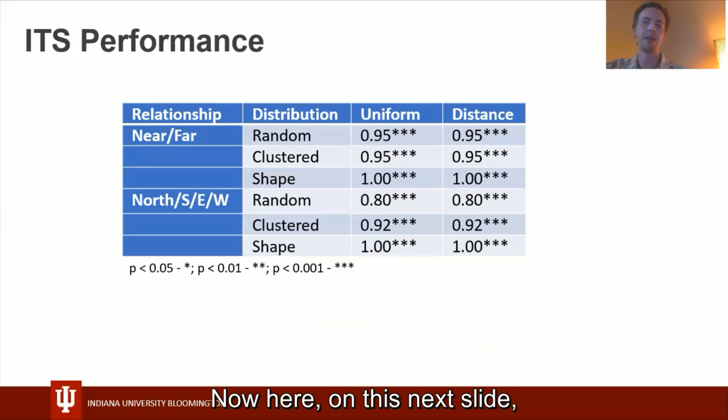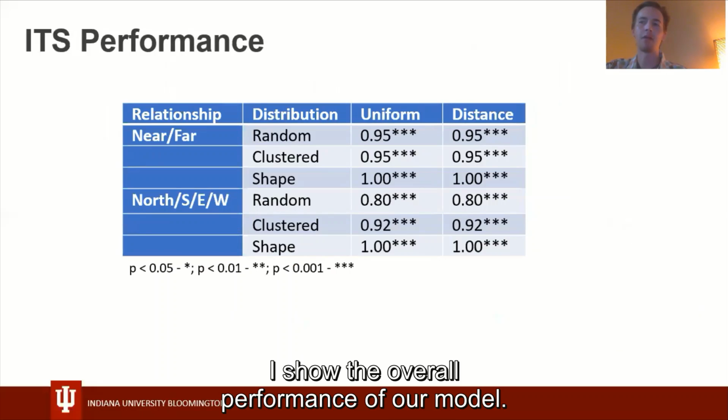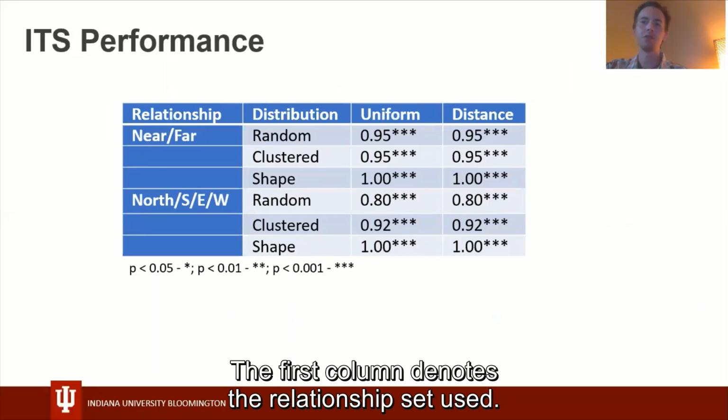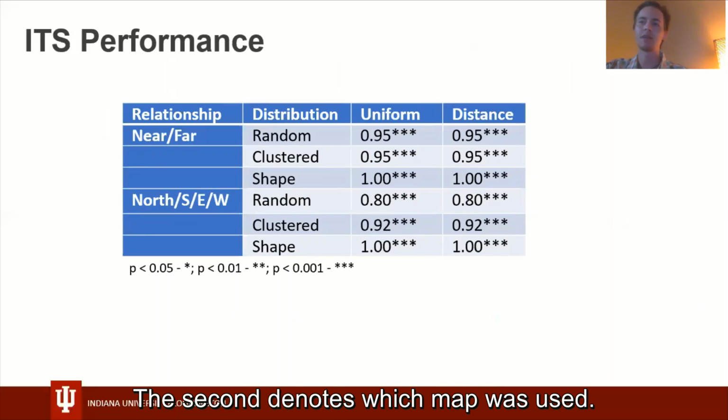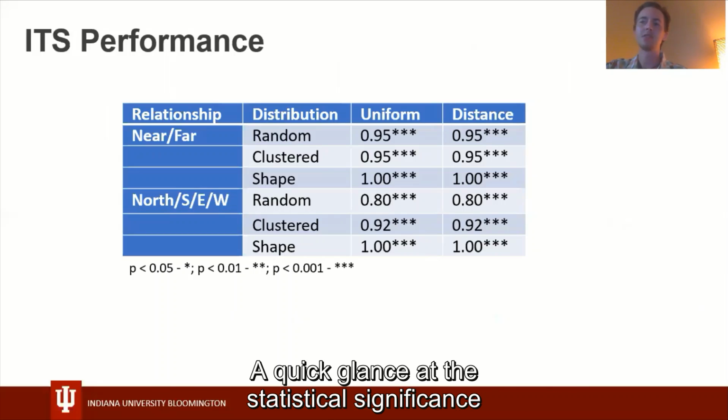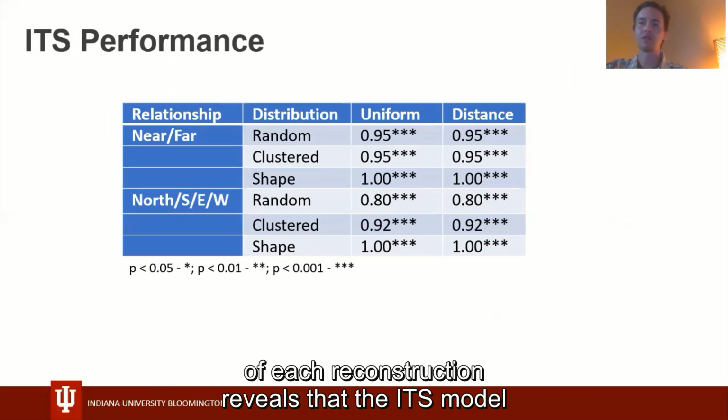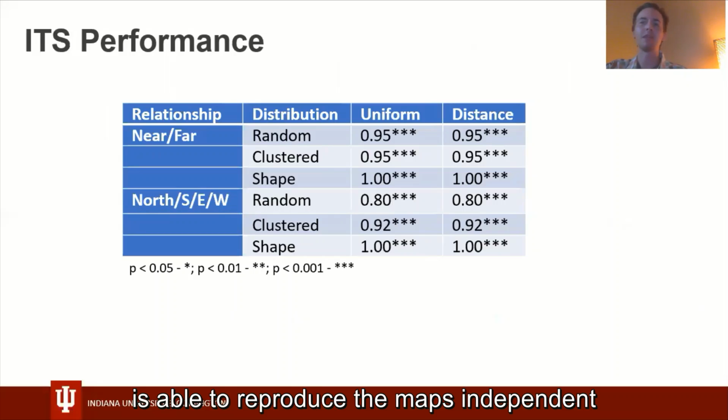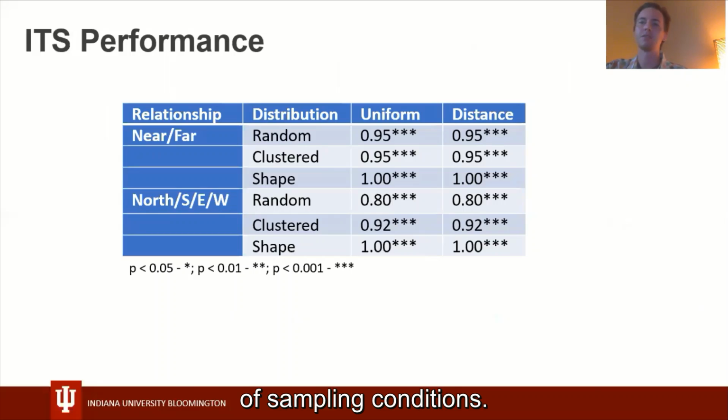Now here on this next slide, I show the overall performance of our model. The first column denotes the relationship set used, the second denotes which map was used, and the third and the fourth columns hold the values for each sampling condition. A quick glance at the statistical significance of each reconstruction reveals that the ITS model is able to reproduce the maps independent of sampling conditions.